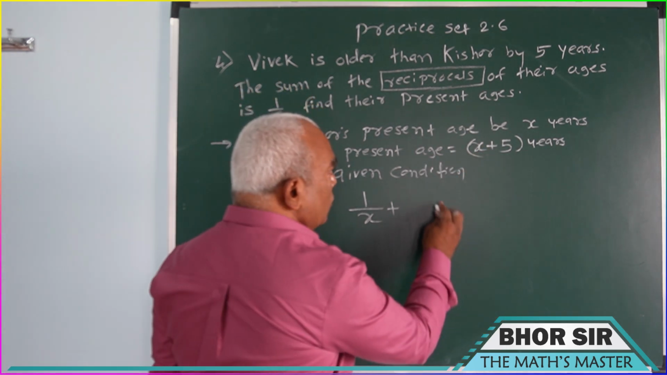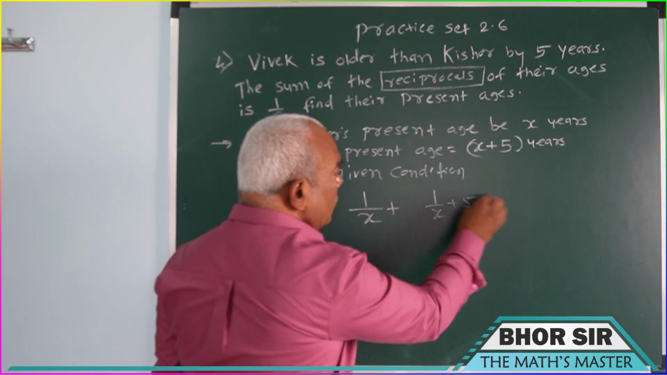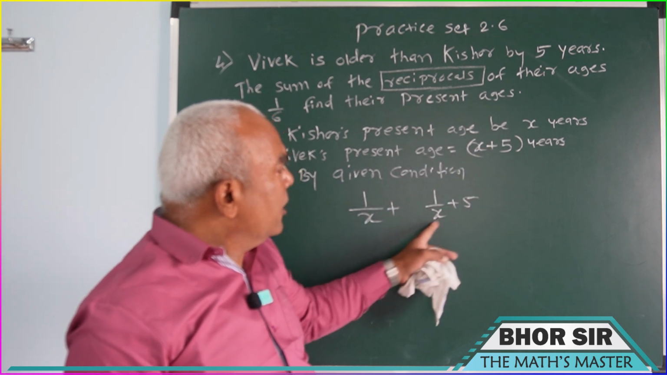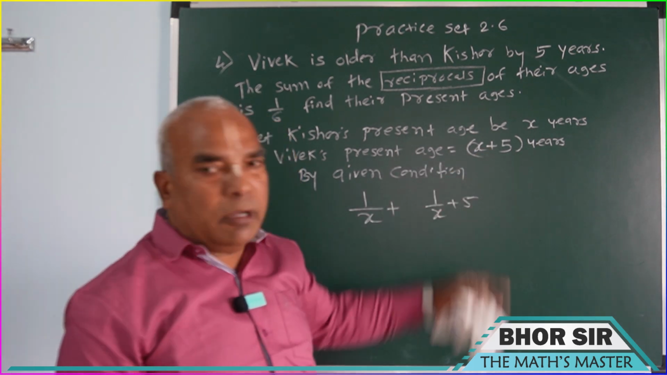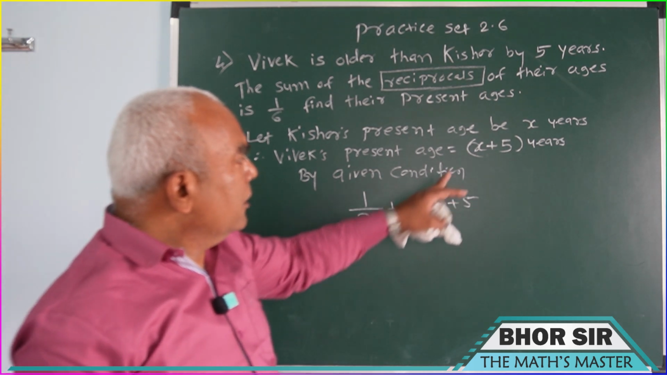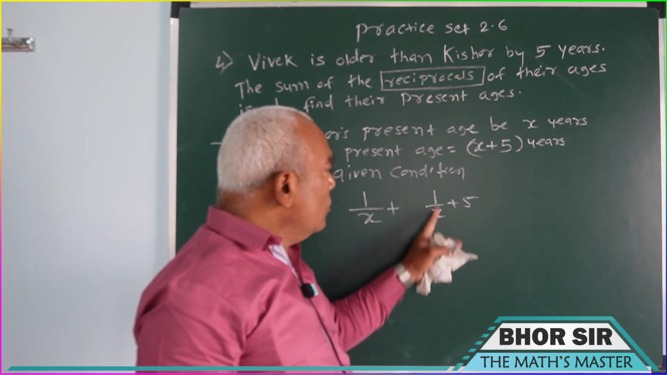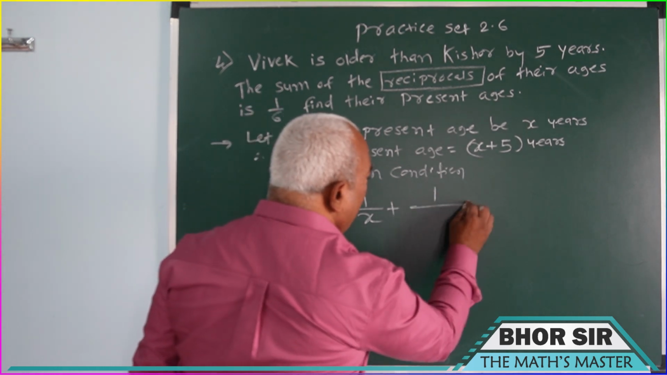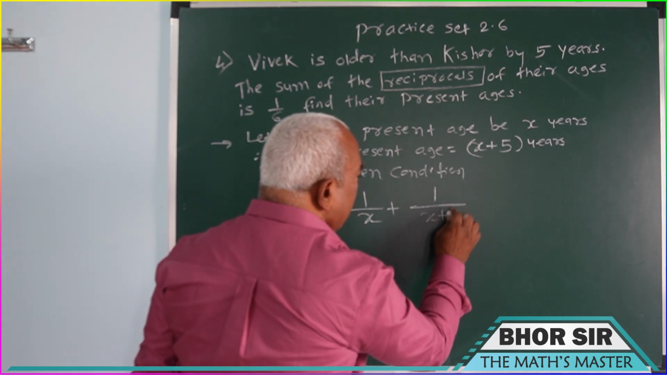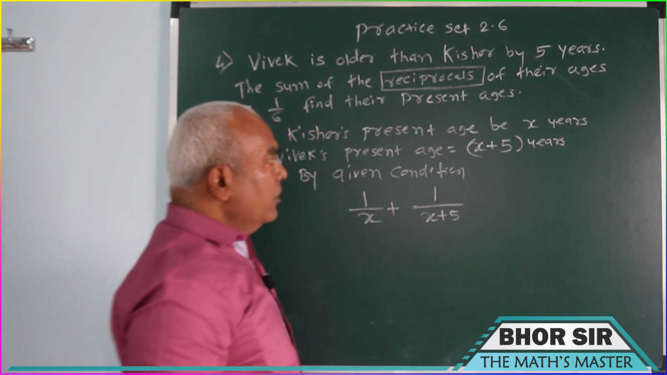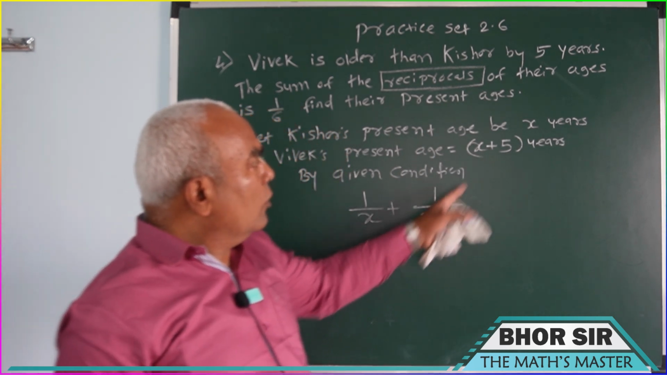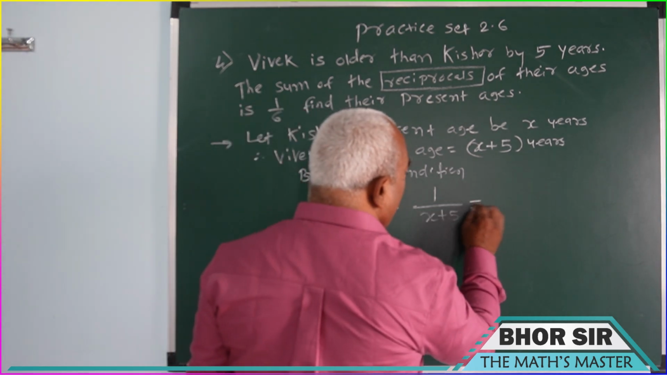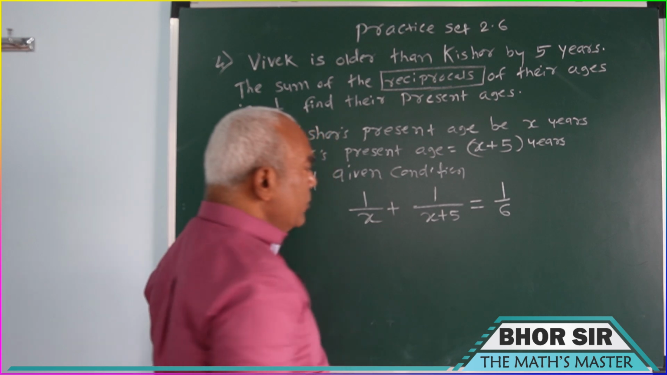See here, by mistake, students write it this way: 1 upon x, plus 5. It is not this way. The reciprocal of x plus 5 is not 1 upon x, plus 5. It is wrong. It is 1 upon x plus 5, meaning all of x plus 5 should be the denominator. This is the reciprocal of x plus 5. See carefully, we should write it this way. And the sum is coming to 1 upon 6.